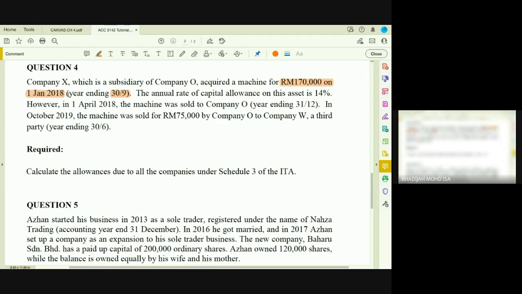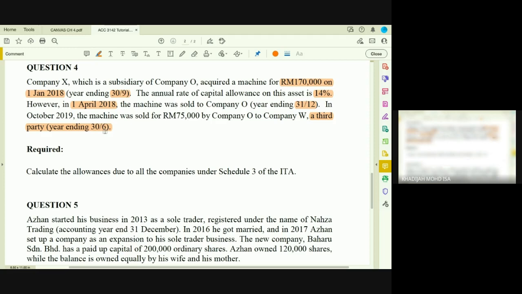So this will be YA 2018. The annual rate of capital allowance is 14%. It's given there. And then in April, the machine was sold to company O. Year end is 31st December. When is that? April 2018. So April 2018, 31st December is also YA 2018 to O. In October 2019, the machine was sold by company O to company W. So in this case, W is a third party. Year end is 30th of June.